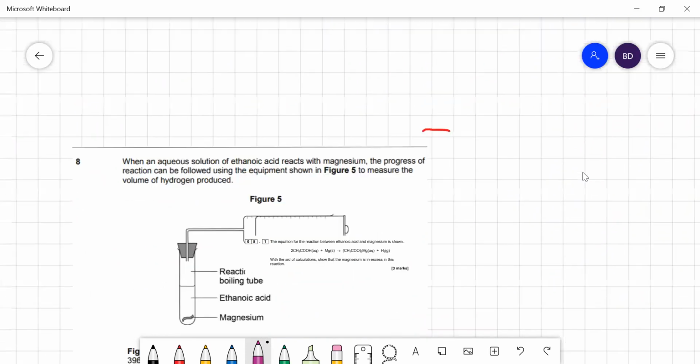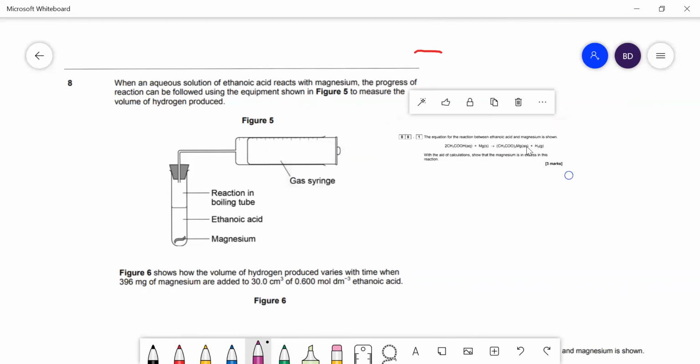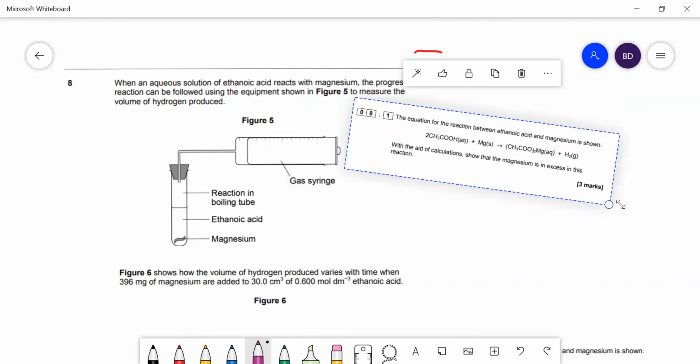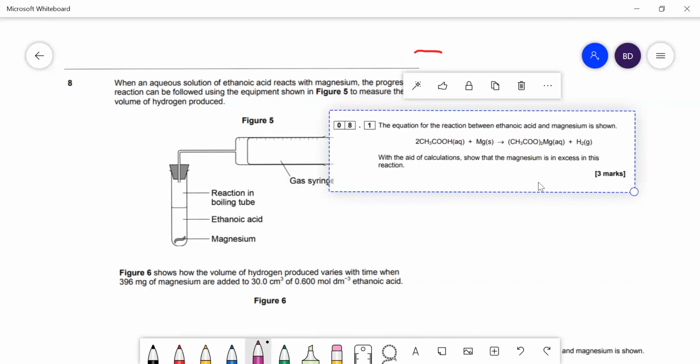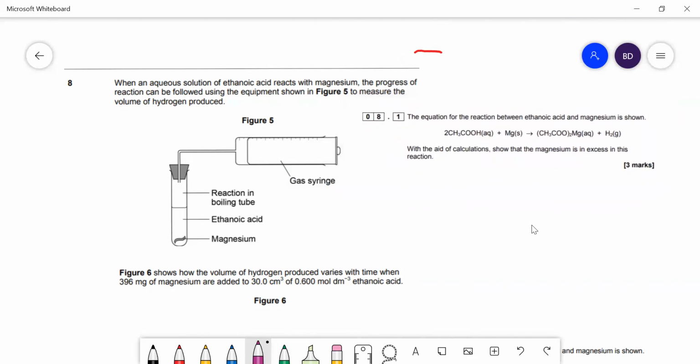Right. So rate of reaction question now. Okay. So we have got ethanoic acid reacting with magnesium. That equation is a bit small. Okay. Right. So we've got the reaction there. So we've got 2 ethanoic acids reacting with 1 magnesium. With the aid of calculation, show the magnesium is in excess. Right. What are we going to do there then?